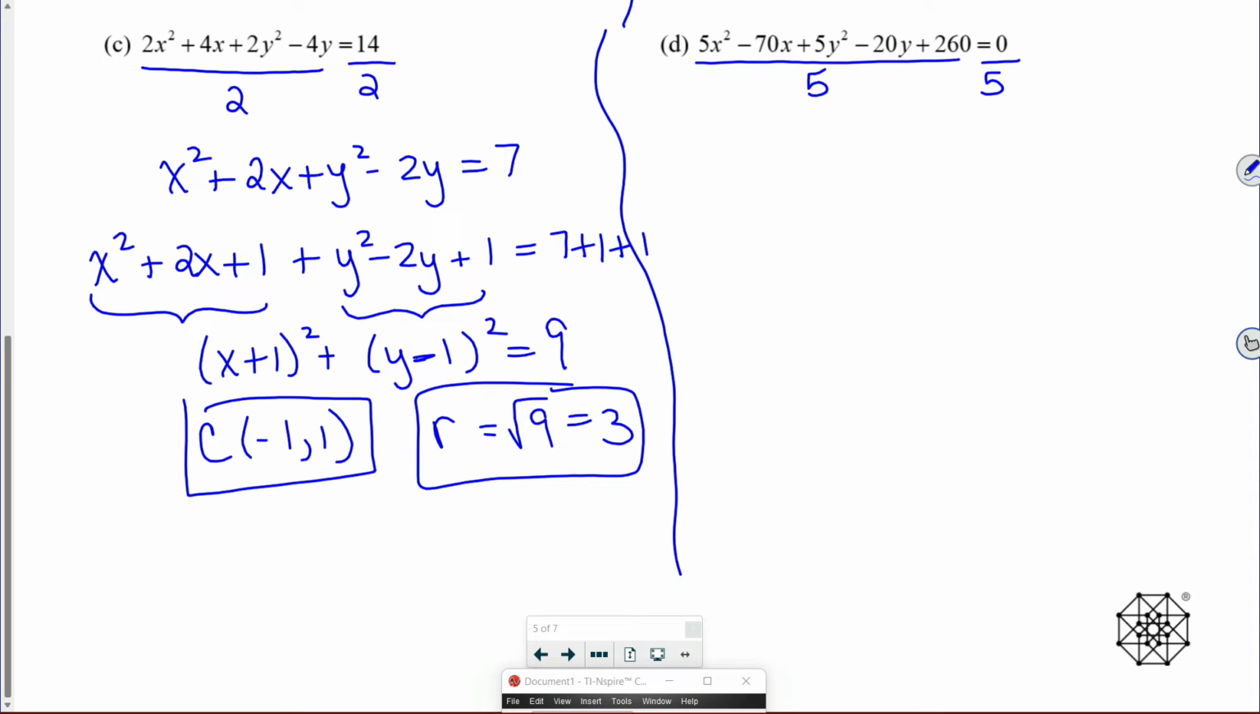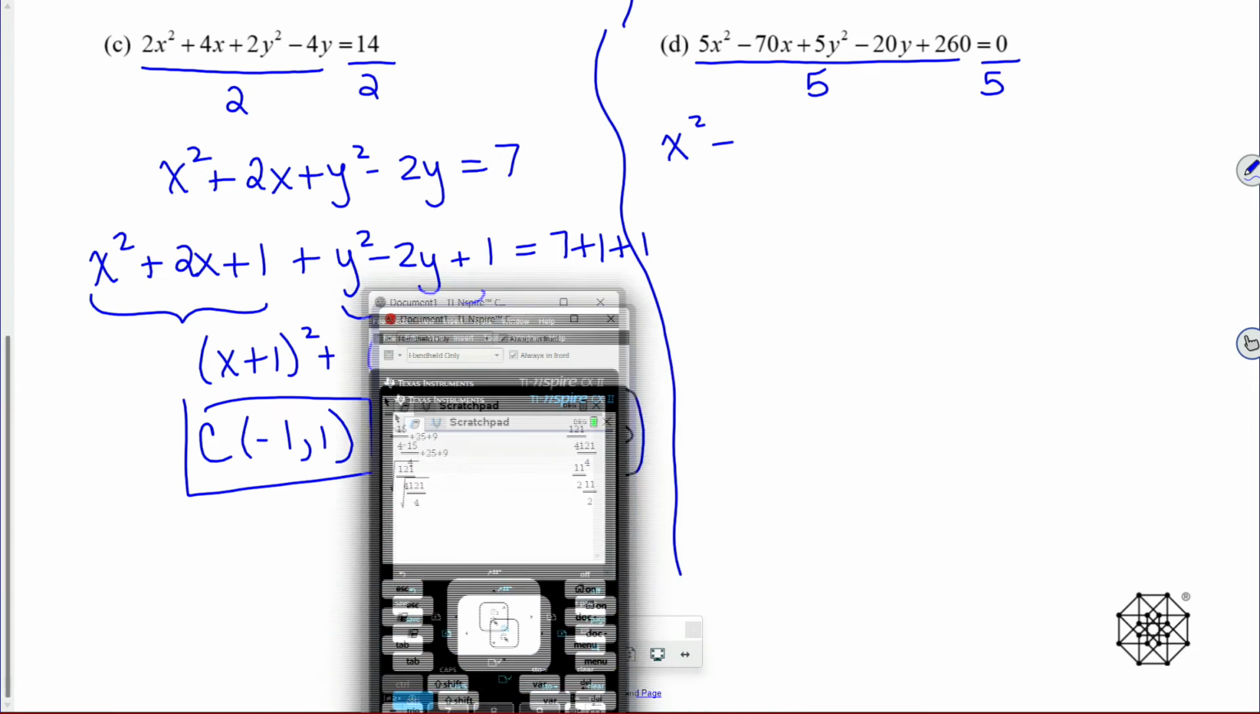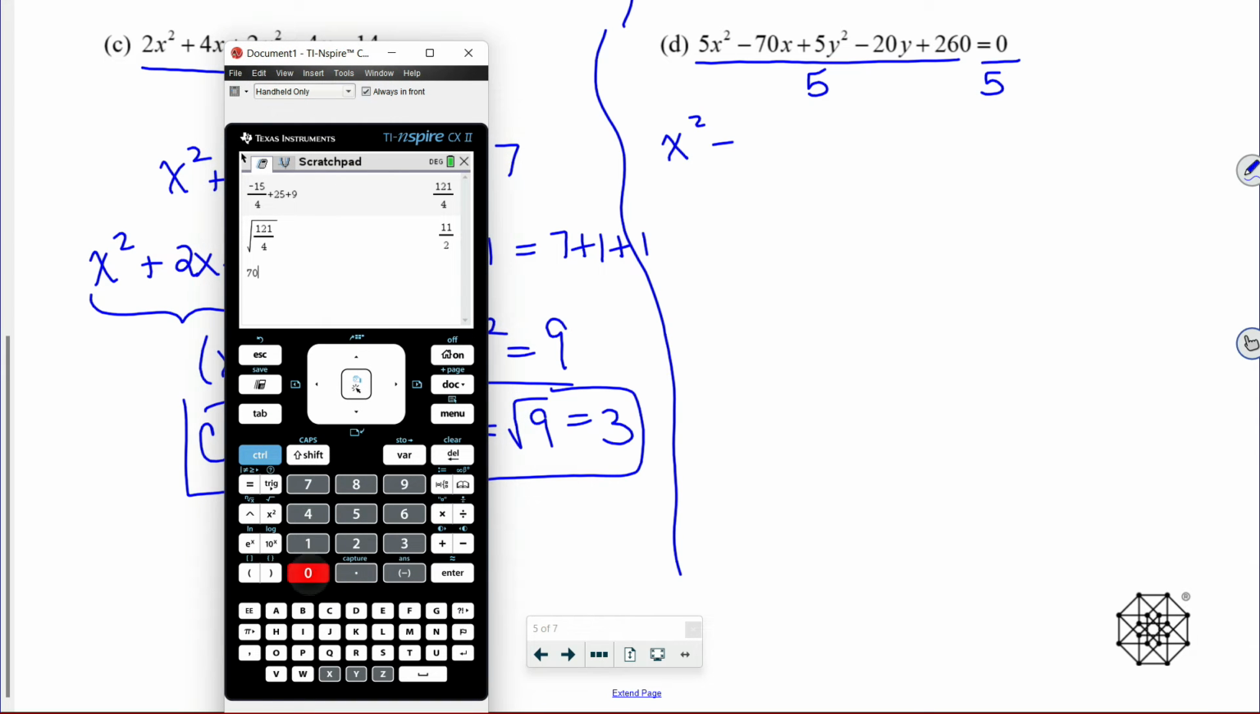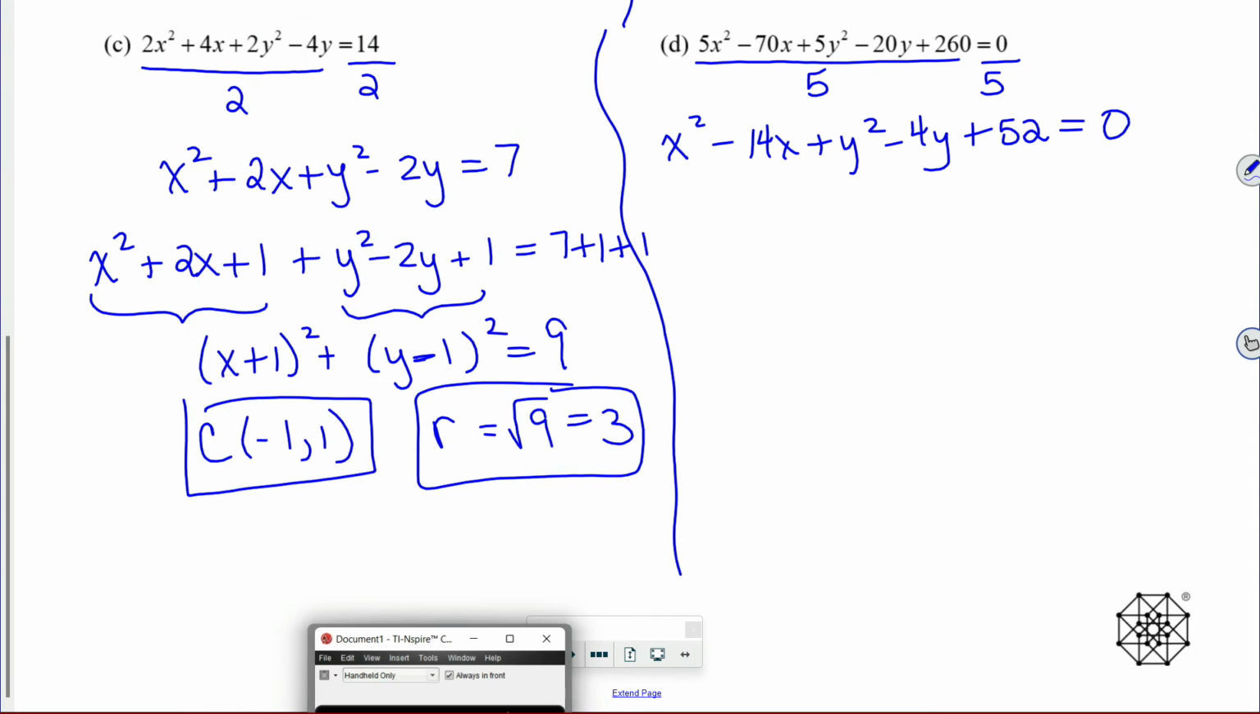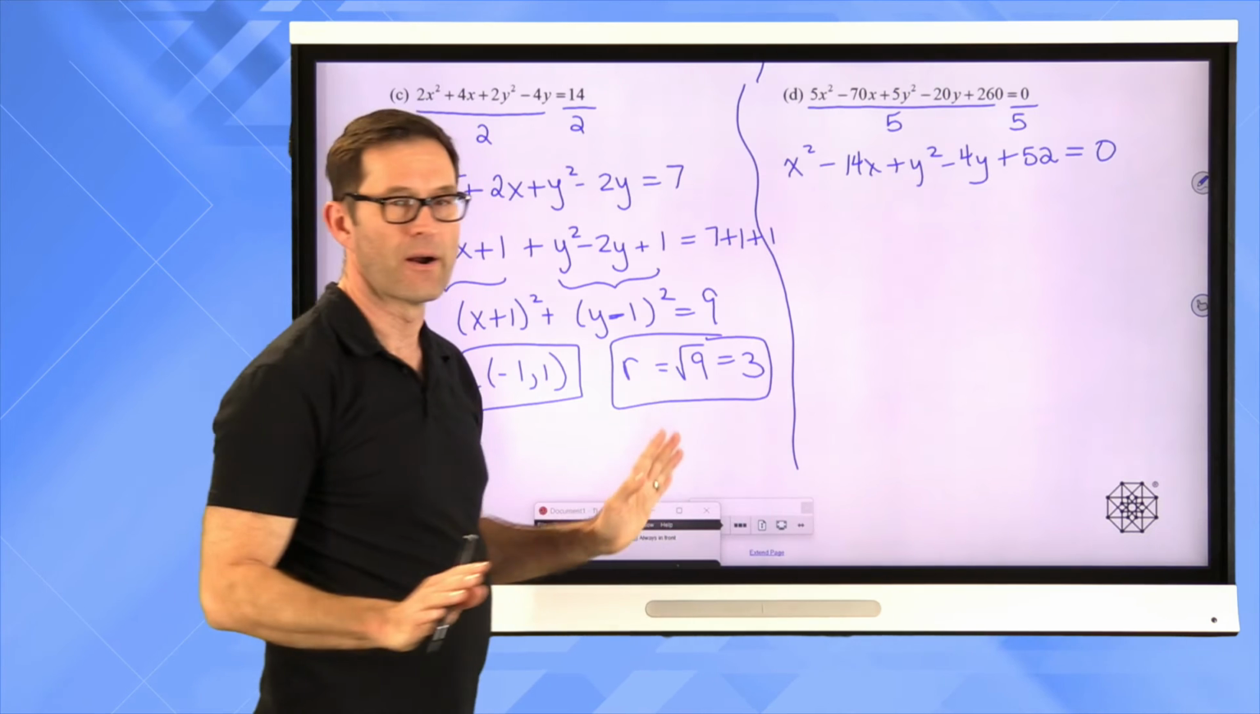So let's do that. And again, that division distributes, so 5 divided by 5 will be x squared. If you don't know what 70 divided by 5 is right off the top of your head, then you take your calculator out and it's 14. Right? And then I get y squared and then minus 4y. And again, if you don't know what 260 divided by 5 is off the top of your head, you just do that. And 0 divided by 5 is just 0. Okay? So we're right there.